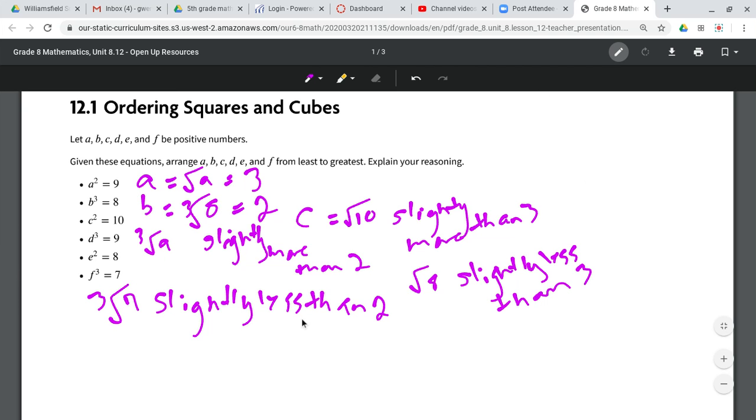So what's the smallest thing we have here? Which letter? F. Yeah, it's the smallest because it was slightly less than 2. Excellent. Let's go ahead and just cross that out. We used it. So F was slightly less than 2. B was exactly 2, so it's going to come next. What comes after B? So we have our slightly less than 2, we have 2. We need slightly more than 2. So our D is our next one because it's slightly more than 2.